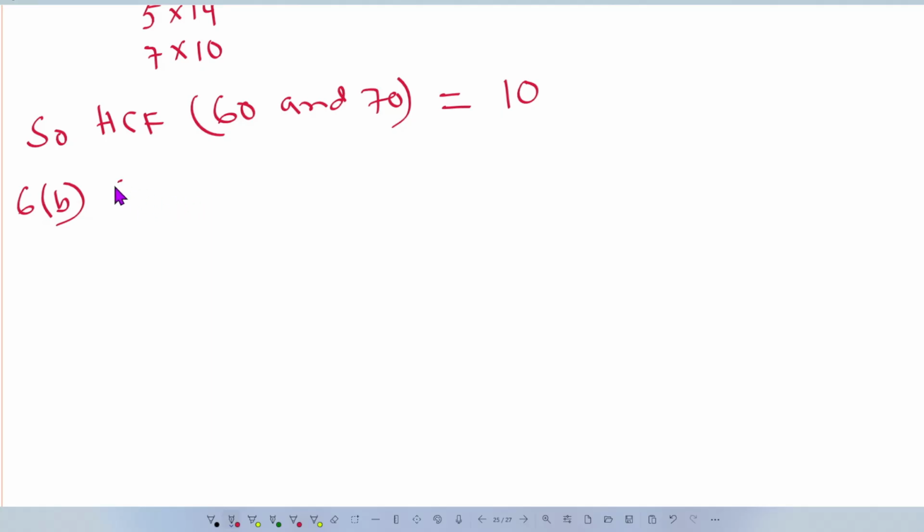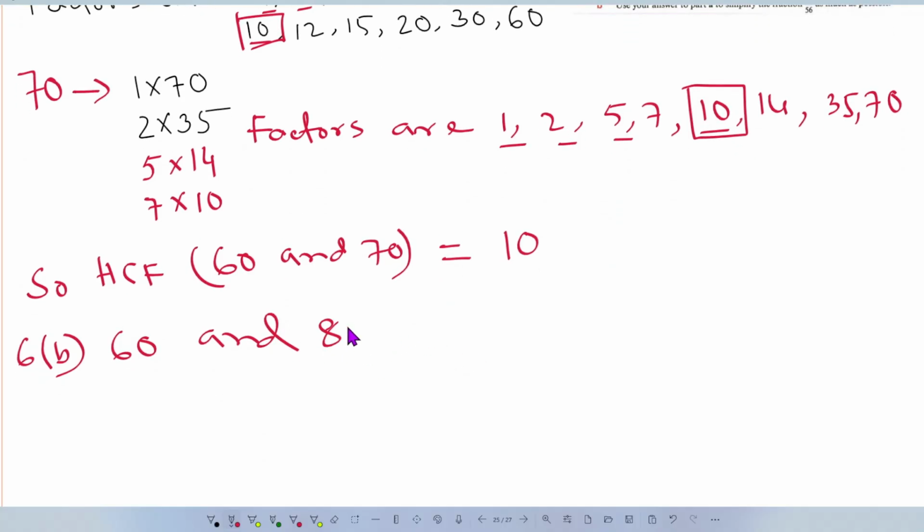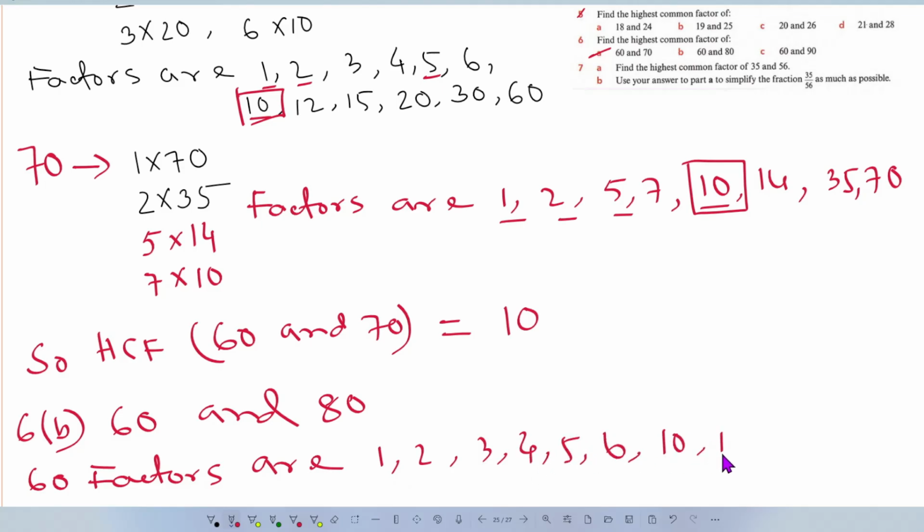Now 6B. 60 and 80. 60 we have already found out the factors. So 60 factors are what? 1, 2, 3, 4, 5, 6, 10, 12, 15, 20, 30 and 60.